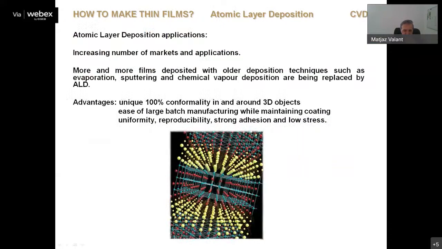So here you see one example I want to show. Well, it's a scheme, but it is a scheme based on a real structure that was made by atomic layer deposition. So you see, it has this pure periodic stacking of a few layers of one material on top of the other materials. All can be nicely crystalline, but the synthesis takes quite a lot of time for sure.